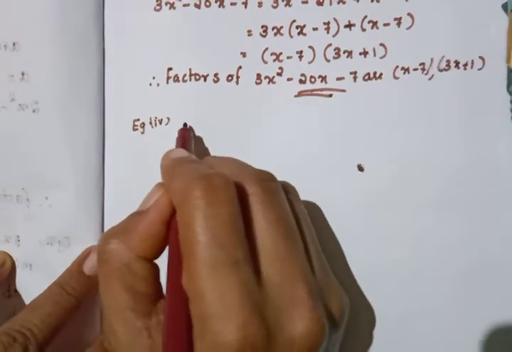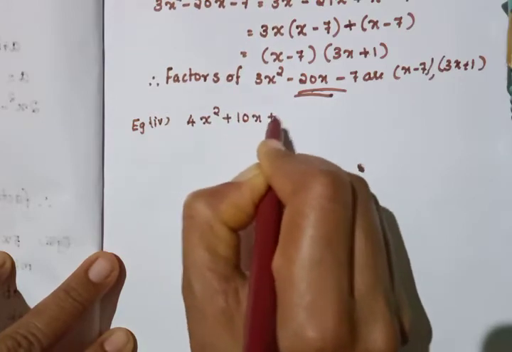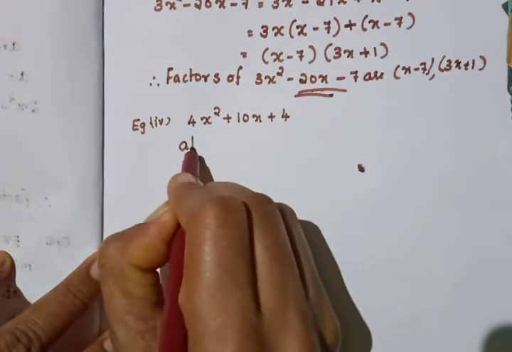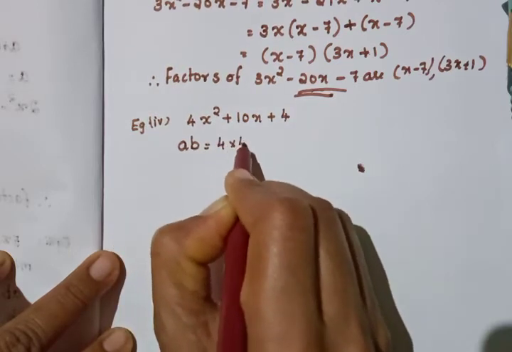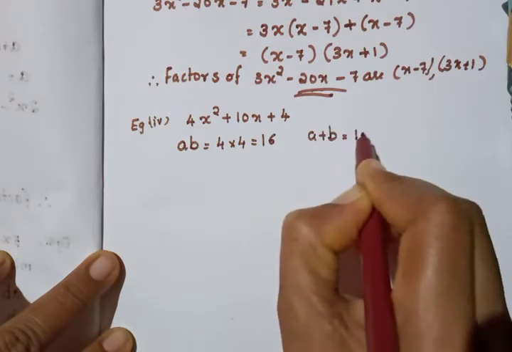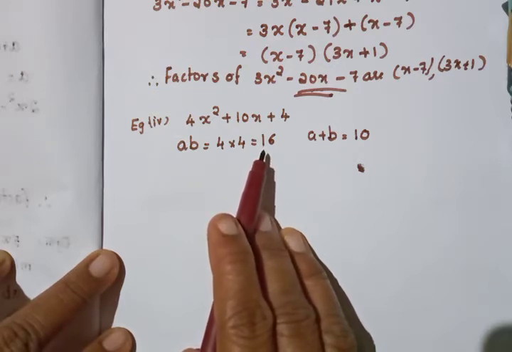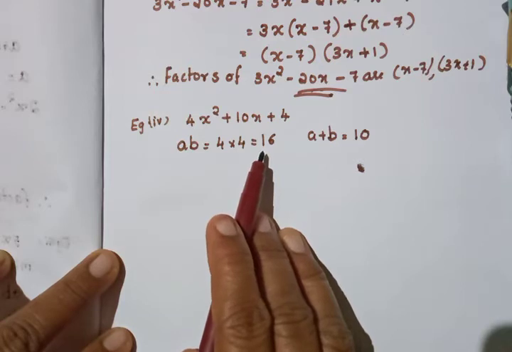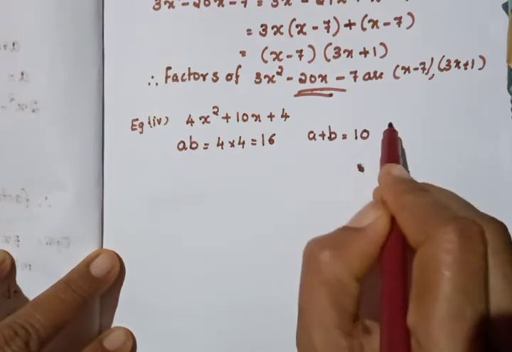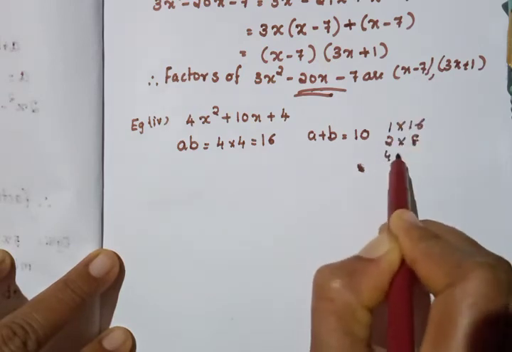So I am going to give you one more question for workout. 4x square plus 10x plus 4. Okay. What is a into b here? 4 into 4, 16. Next, what is a plus b? It is 10. Correct? Two numbers whose product is 16. So in which multiplication are you getting it? The first one is 1 into 16. Second one is 2 into 8. Third one is 4 into 4. Correct? We are getting 3 here. 1 into 16, 2 into 8, 4 into 4.